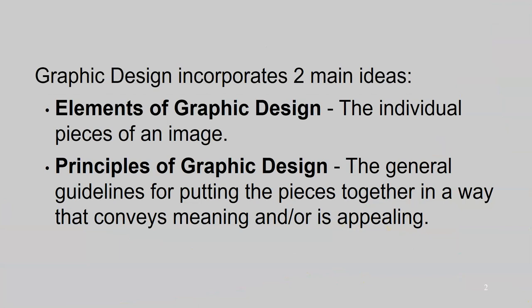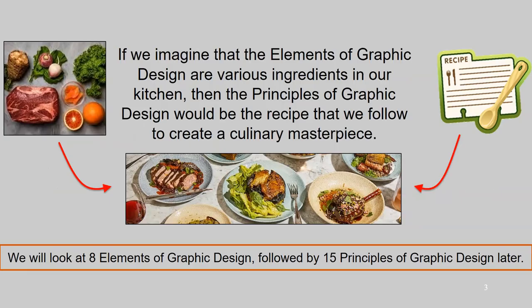And so when we talk about that, we're saying that graphic design has two main ideas. Elements of graphic design, which are the individual pieces of an image, and then principles of graphic design, which is the general guidelines for putting the pieces together in a way that conveys meaning and/or is appealing, okay? So elements make up principles. And so you'll see that on the next slide here. It says, elements would be the various ingredients in a kitchen, while the principles would kind of follow the role of the recipe. So you have to have them both. They work together, but elements make up the whole entire recipe, so elements make up principles.